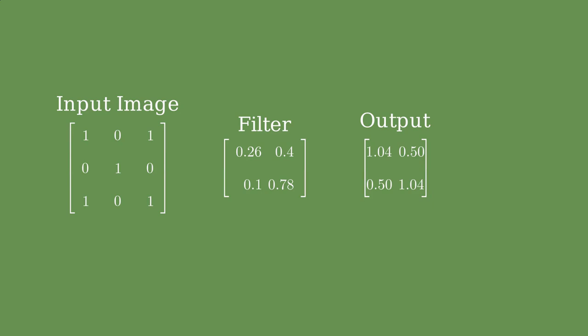These output values form a new matrix, called a feature map, which highlights the areas where the specific feature is present in the image. This process is repeated with different filters, each designed to detect different features. The resulting feature maps are then combined to create a more comprehensive representation of the image, which can be used for tasks like image recognition or object detection.